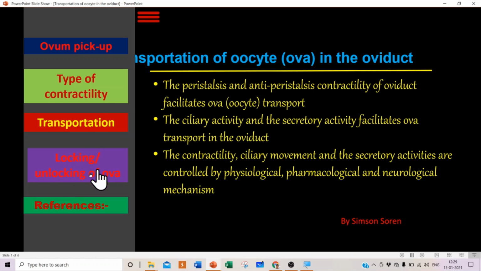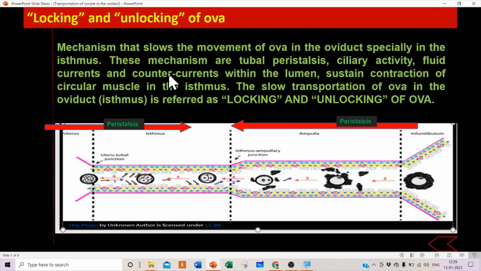So what do we mean by locking and unlocking of ovum? The mechanisms that slow the movement of ova in the oviduct, especially in the isthmus, are tubal peristalsis, ciliary activity, fluid current, and counter currents within the lumen, and sustained contraction of circular muscle in the isthmus. The slow transport of ovum in the oviduct, especially in the isthmus, is referred to as locking and unlocking of ova.